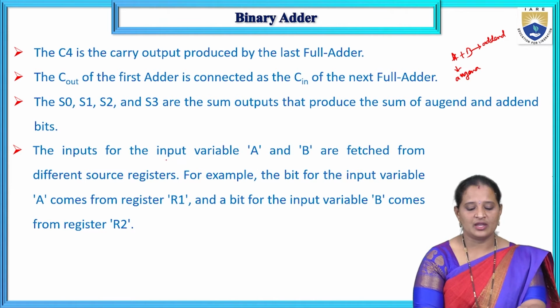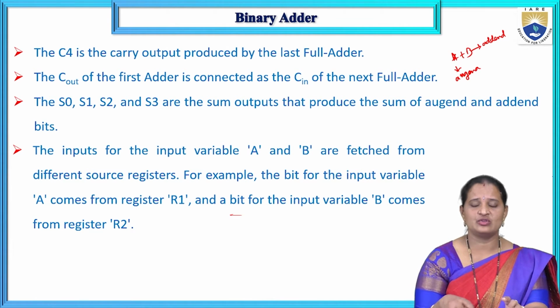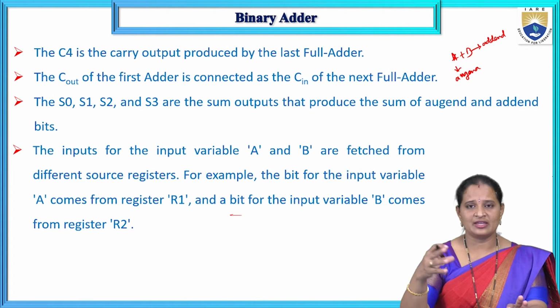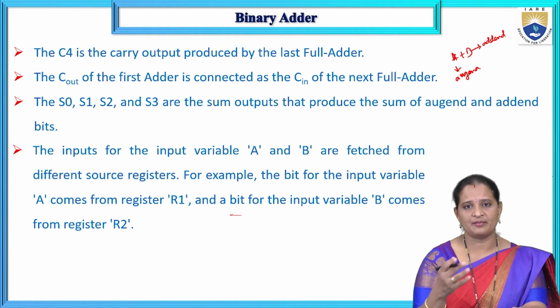The inputs for the input variables A and B are fetched from different source registers. For example, the bit for input variable A comes from register R1 and the bit for input variable B comes from register R2. So we need some input source for providing the inputs, right? Those are nothing but registers. I can get A from one register called R1 and the value of B from another register called R2.